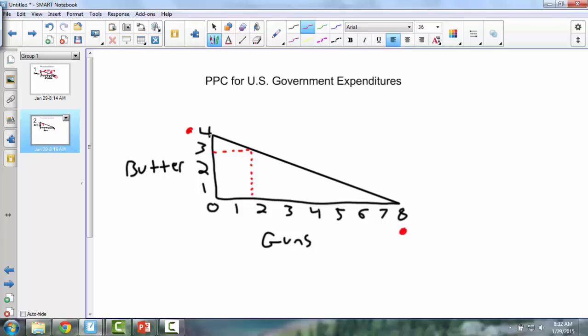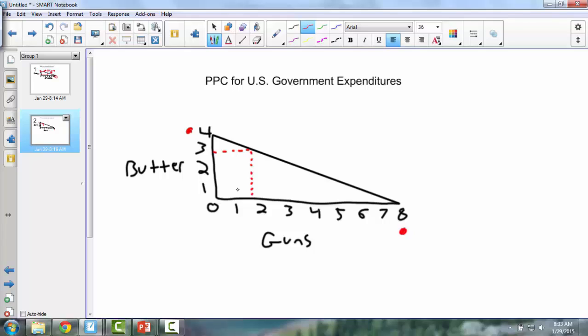Let's pretend that I'm producing 4 units of butter and 0 units of guns. In order to produce a certain amount of units of guns, what must I give up? Okay, so I must give up butter. If I want to free up enough resources, free up enough land, labor, capital to produce guns, I need to give up producing some butter. So in this particular example class, what is the opportunity cost of producing 3 units of butter and 2 units of guns?